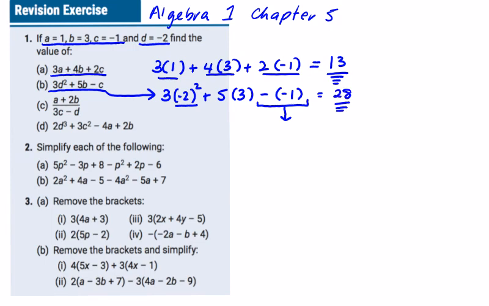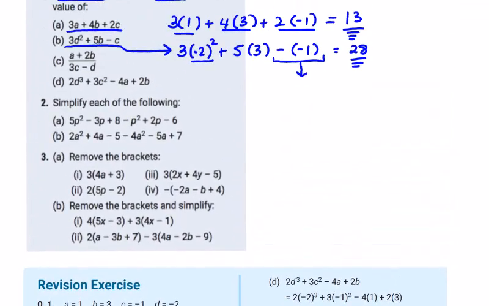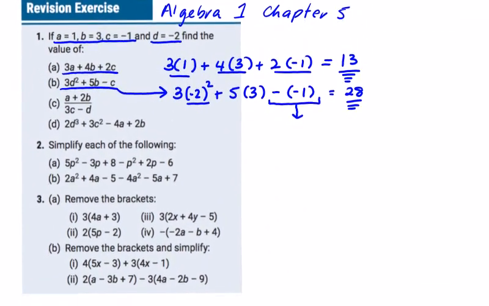And if you do these questions and you want to check your answer, you go to the revision exercises. So the revision exercise answers, and they are available to you. They're on OneNote. 13 for the first one, 28 for the second. And then we double check our answers, 13 for the first one and 28 for the second.